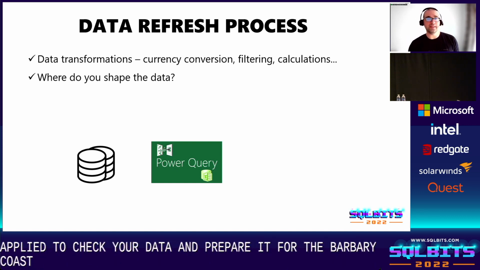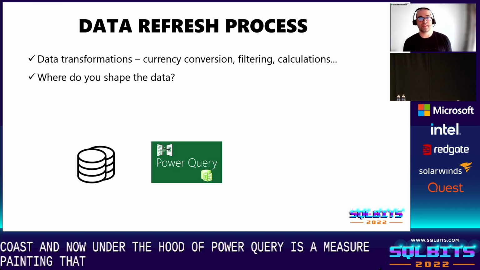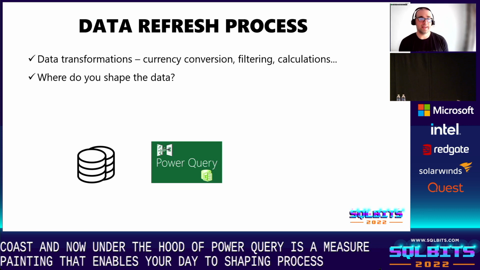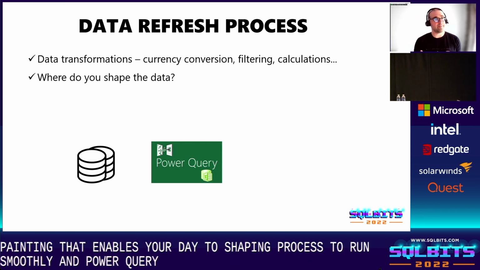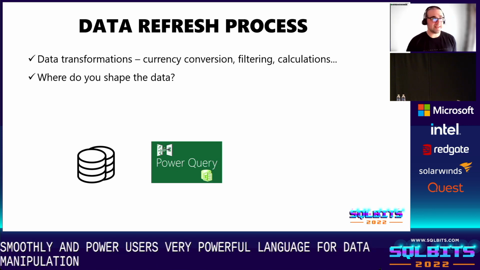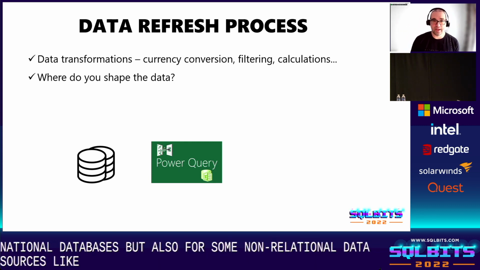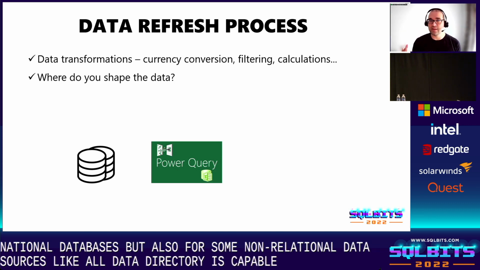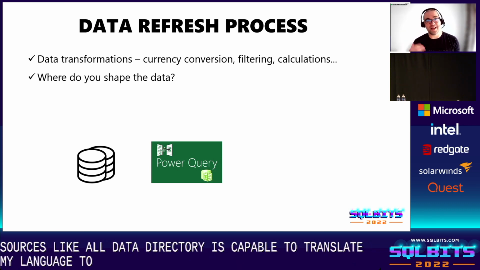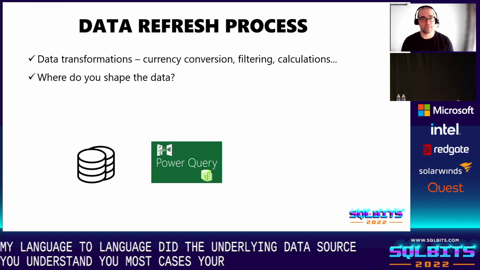Now, under the hood of Power Query is a mashup engine that enables your data shaping process to run smoothly. And Power Query uses the very powerful M language for data manipulation. Now, for some data sources, such as relational databases, but also for some non-relational data sources like OData or Active Directory, the mashup engine is capable of translating M language to a language that this underlying data source will understand. In most cases, we are talking about SQL, of course.